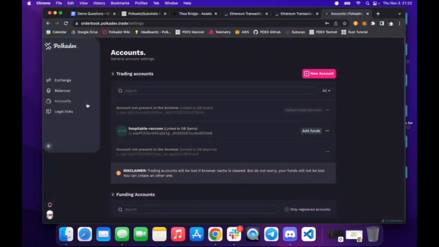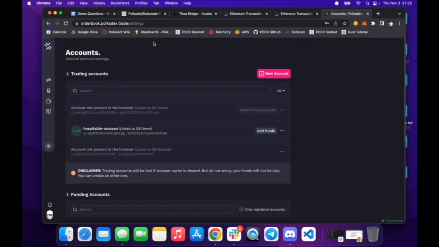So really, there is no way you can lose funds as long as you don't lose your funding account keys or lose access to your funding account. That's the only way anything can go wrong. Otherwise, you can always retrieve your history. You can always retrieve your withdrawals. You can always start a withdrawal just by adding another funding account, trading account and initiating a withdrawal there.